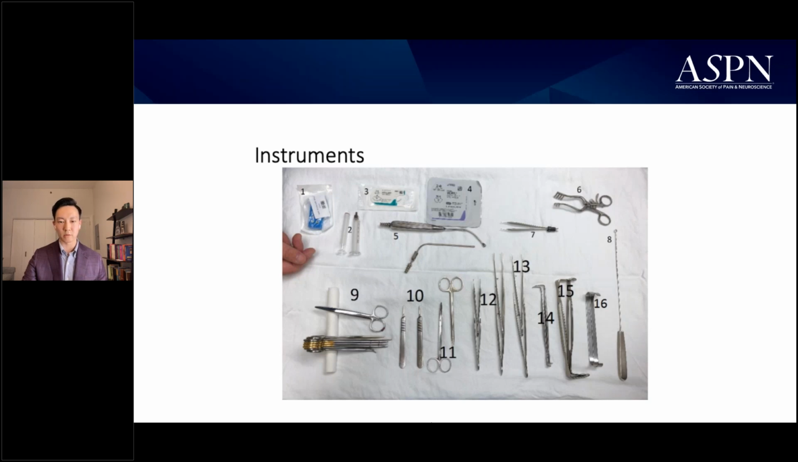Number 12, Adson-Brown forceps. These are finer and more commonly used for superficial closure. Number 13, DeBakey-Gerald forceps that are more commonly used for the closure of deeper layers. Number 14, Senn retractors. Number 15, Army-Navy retractors. And number 16, Parker retractors.